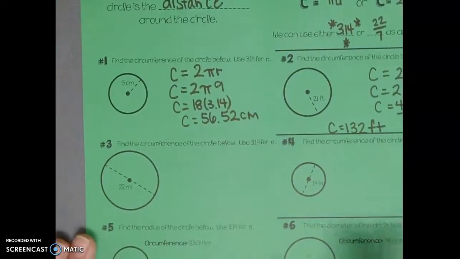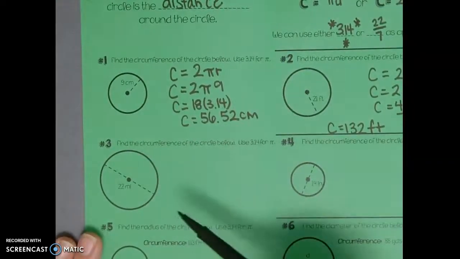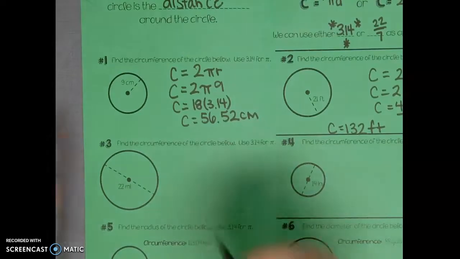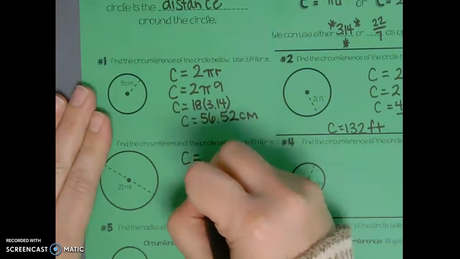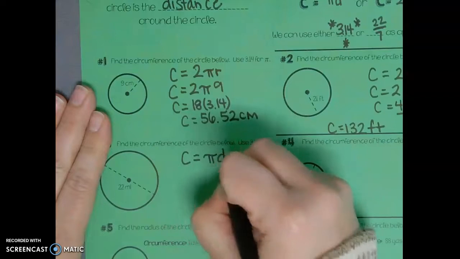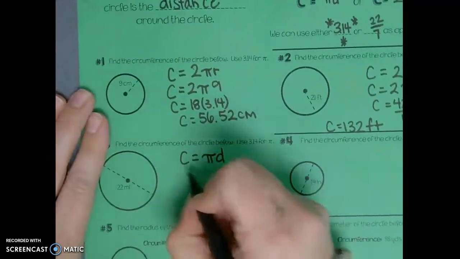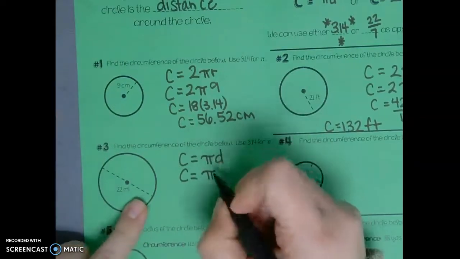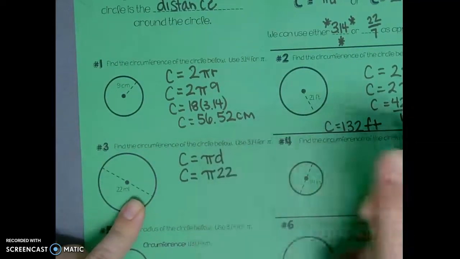All right, number 3 and number 4 are asking us to solve for the circumference given the diameter. The diameter is going to go all the way across the middle of the circle from one point on the outside to another point on the outside, okay? So this time we'll be using the formula of circumference equals pi times the diameter. So we're going to go through and say what we know. So circumference equals pi times 22.